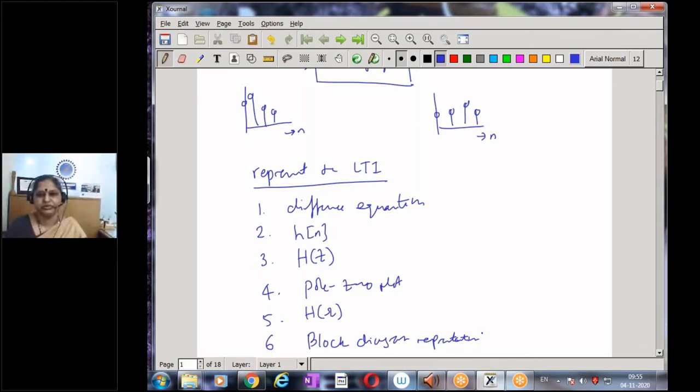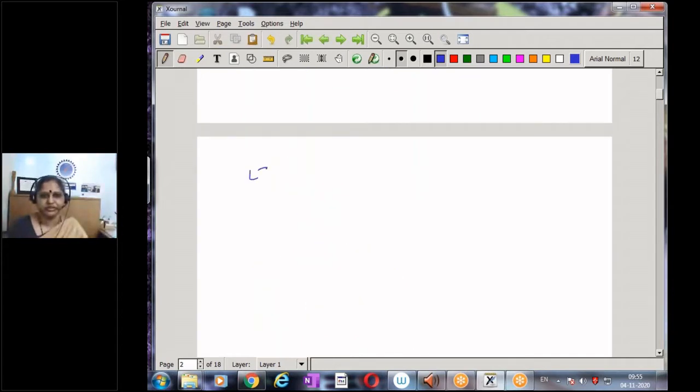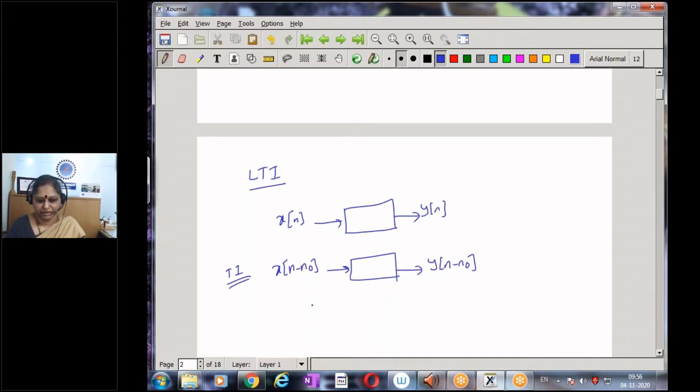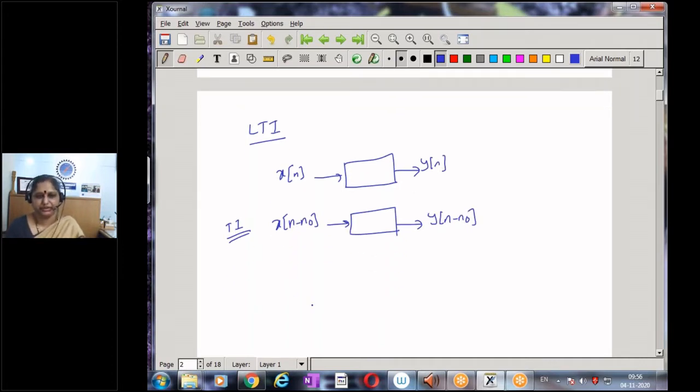Now, what do we mean by definition or understanding of an LTI system? So it states that if I have an input signal x[n], and I have the output signal y[n], delay the input x[n] by n naught, so x[n minus n naught], and the output will correspondingly be y[n minus n naught]. This is the time invariant property of the system.